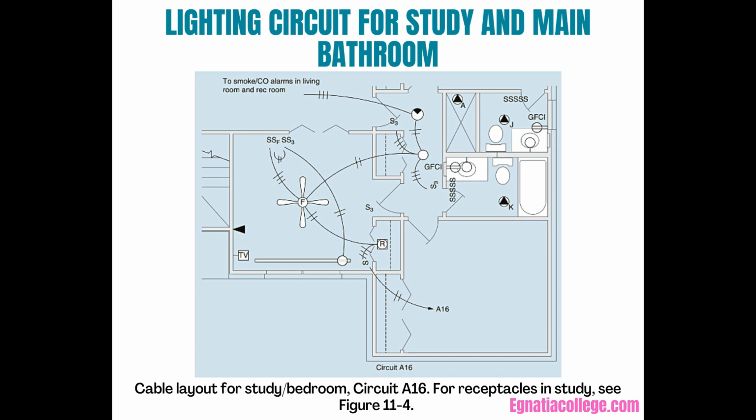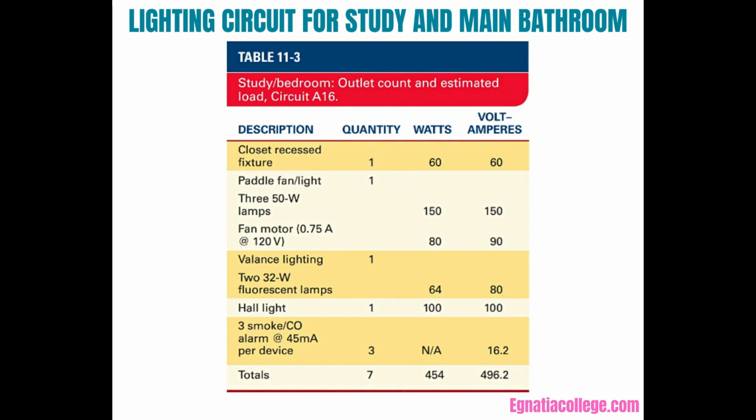This figure shows the cable layout for circuit A16. There are 4 split-switched receptacles in the study/bedroom controlled by 2 3-way switches. One of the receptacles is surge protected. The black and white conductors carry the live circuit, and the red conductor is the switch return for the control of the switched half of the split circuit receptacles. A paddle fan/light fixture is mounted on the ceiling. Table 11-3 summarizes the outlets and estimated load for the study/bedroom.